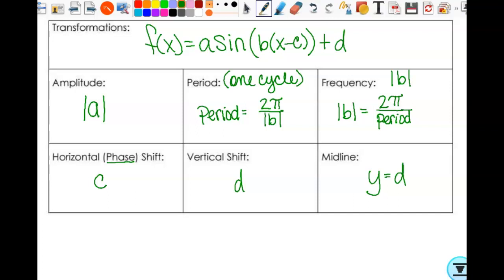So I know technically class is supposed to be over, but let's go ahead and get through cosine because then we'll be done with this, and then that'll give you time to work today and even more time to work tomorrow. Okay, so we're going to go ahead and get through cosine.